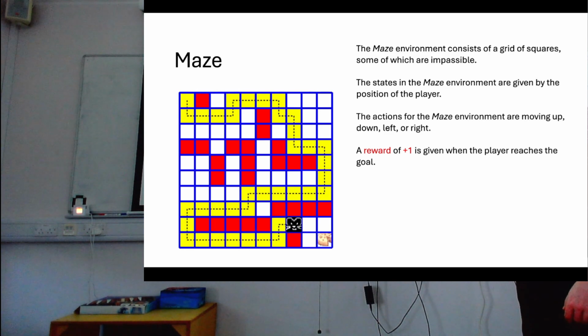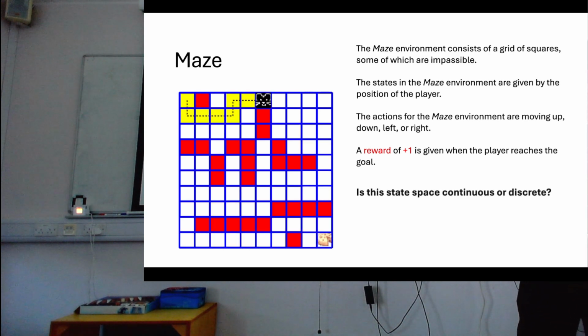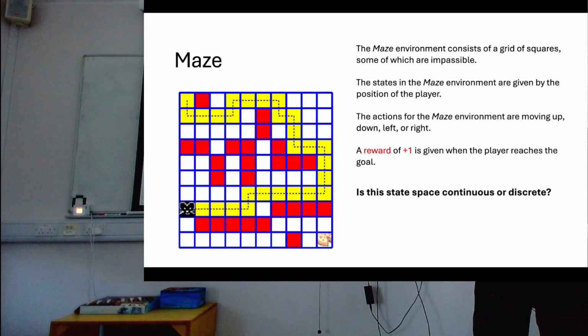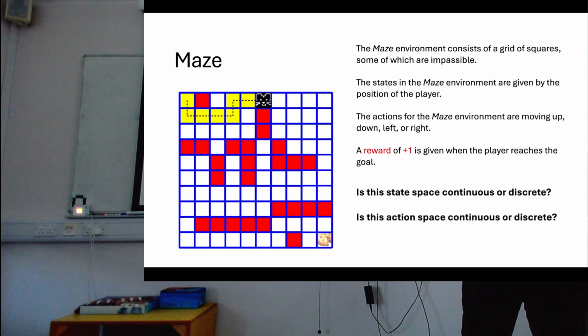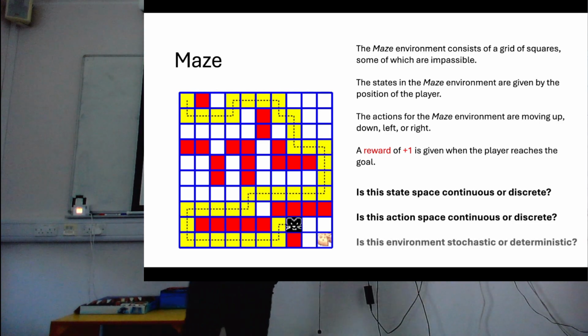First question: is this state space continuous or discrete? Hands up for continuous, hands up for discrete. Perfect, great, we understand the assignment. Is the action space continuous or discrete? Continuous? Discrete? Fantastic. And is it a stochastic or deterministic environment? Stochastic?